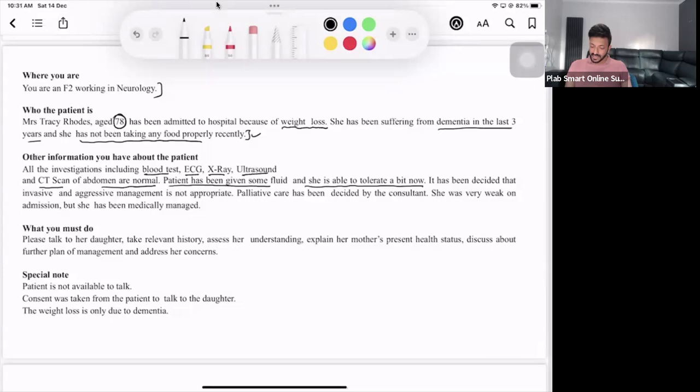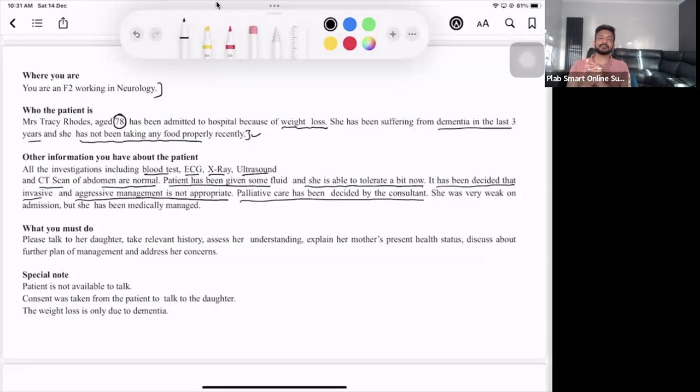All right, that's good. It has been decided that invasive and aggressive management is not appropriate. Palliative care has been decided by the consultant. See, what is palliative care? Palliative care simply means we have to make the patient comfortable. That's it. And the requirement of one patient can be different from another patient. You cannot generalize palliative care, right?